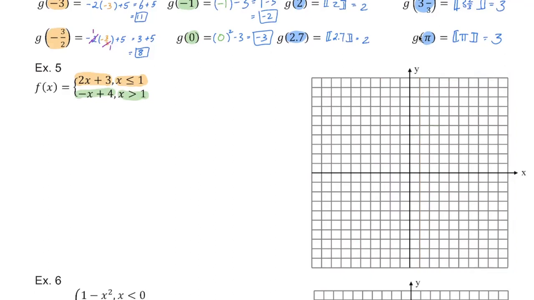So let's start with the first one. Let's start with the first one. Now it says x is less than or equal to 1.